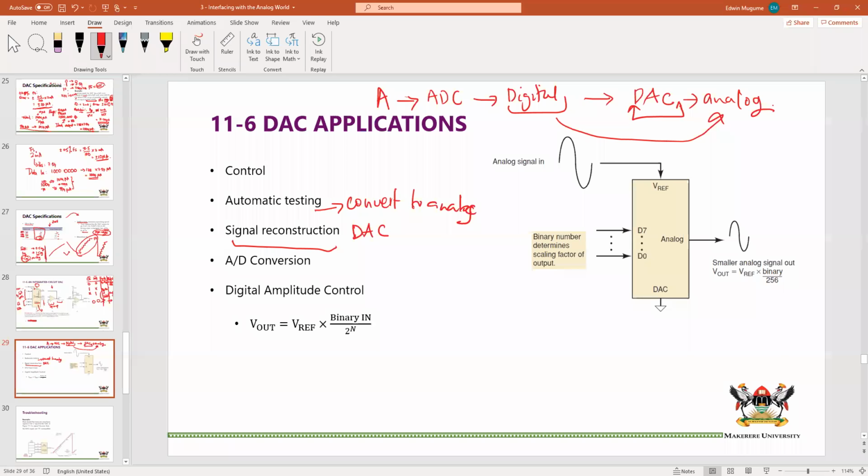And then finally, you can use it for digital amplitude control. We know that if we have a system like this one, the output V out is equal to V reference times whatever your binary data input is, over 2 to the power n, which is the full scale.